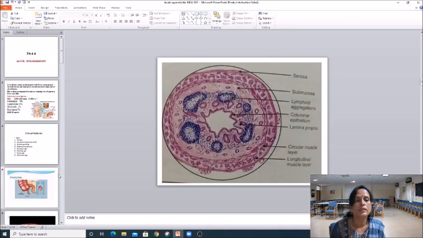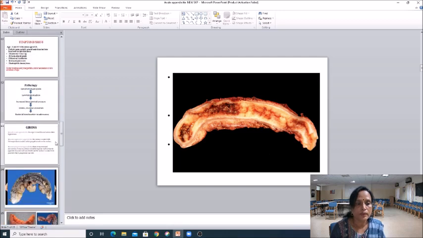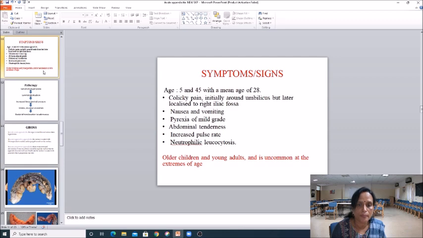Okay. So let us go back to the slides. We are learning about the microscopic appearance of acute appendicitis and also the macroscopic appearance, and knowing about the causes and all that. So, symptoms and signs of acute appendicitis. Usually this affects children and young people, okay, children above 5 years up to 45 we can say, unlikely in elders. Mean age is 28 years.